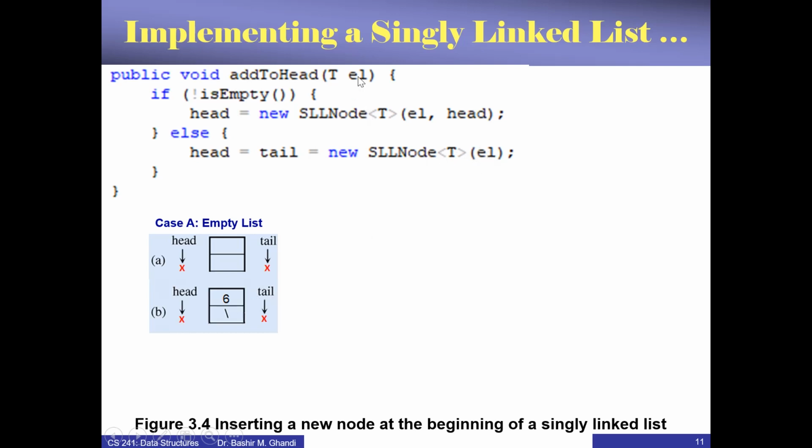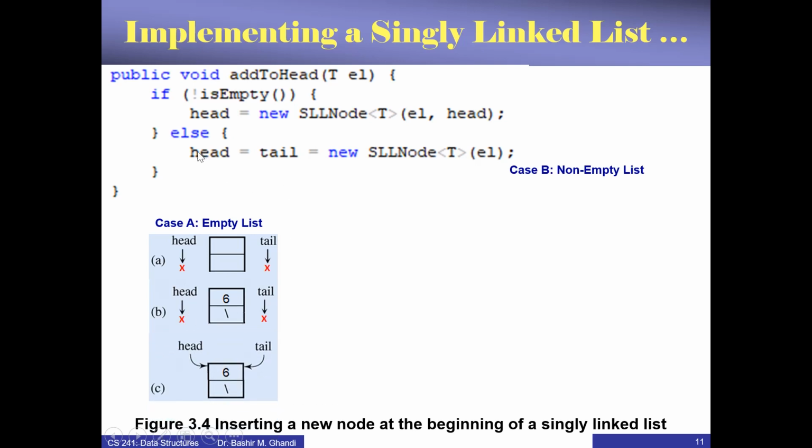Suppose element is 6. Suppose you call this method with 6. Then 6 will be stored in info and null will be stored in next. Next, the reference to that node will be assigned to tail. So tail is no longer going to be null. It will point to the new node. And then finally, whatever is in tail is also put in head. It means head will also point to the new node.